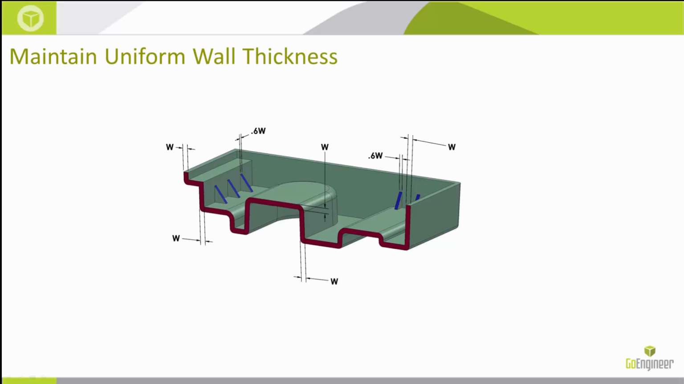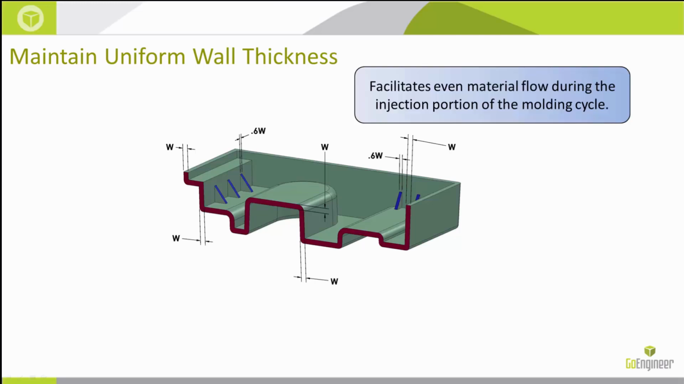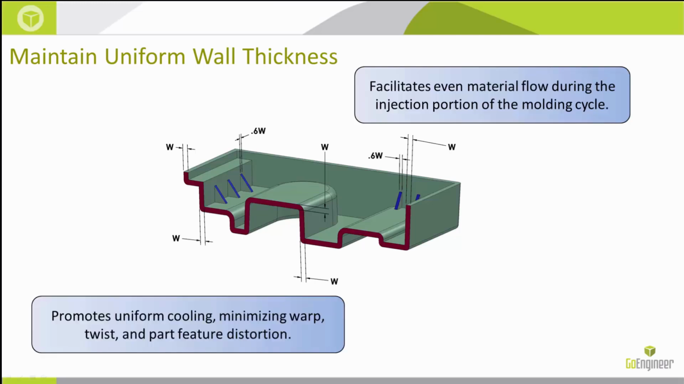Now just a little bit of basics on part design. One of the key things you always hear when designing a plastic part is maintaining uniform wall thickness. It's the single best design element you can incorporate into an injection molded plastic part. It helps facilitate even material flow during the injection portion of the molding cycle, and it promotes uniform cooling, which minimizes your warp, twist, and other part feature distortions.